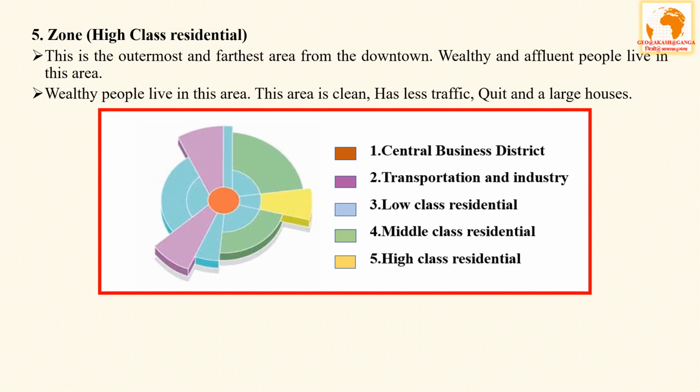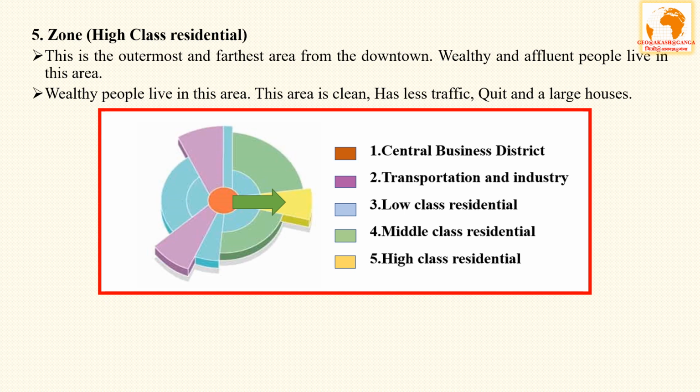Last and fifth zone is high class residential. This is the outermost and farthest area from the downtown. Wealthy and affluent people live in this area. This area is clean, has less traffic, quiet and large houses. Corridor or spine extending from CBD to the edge has the best housing.